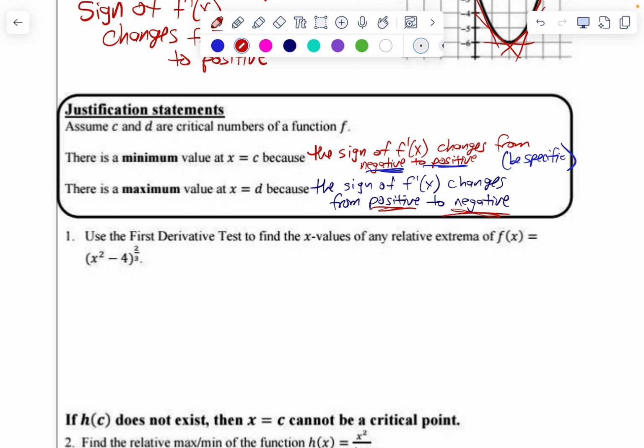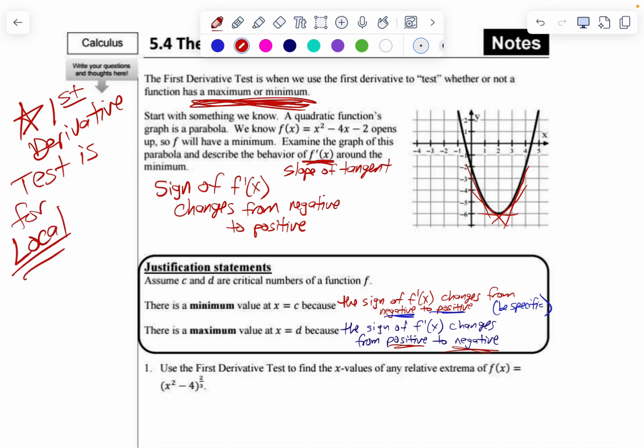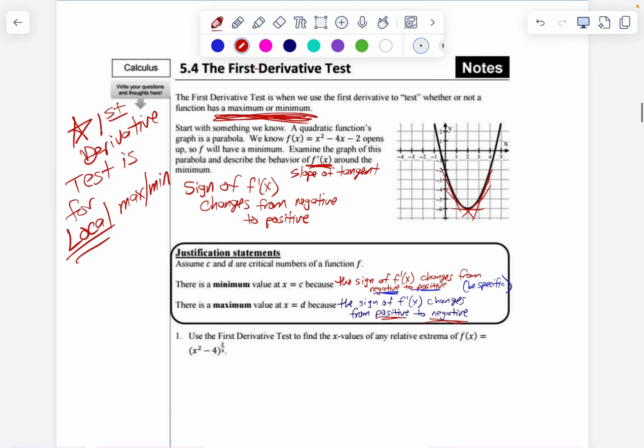How do we do that? Like, how do we know? Here's some ugly function. x squared minus 4 to the 2/3. And before we do that, I want to make this note out to the side. It doesn't really make it clear. So the first derivative test is for local max, min.